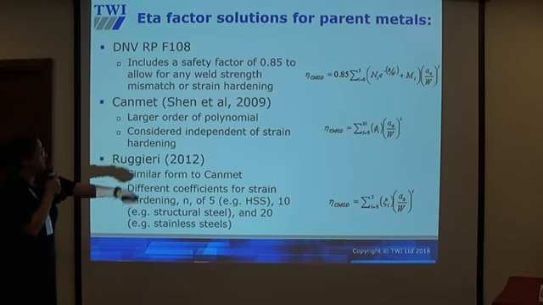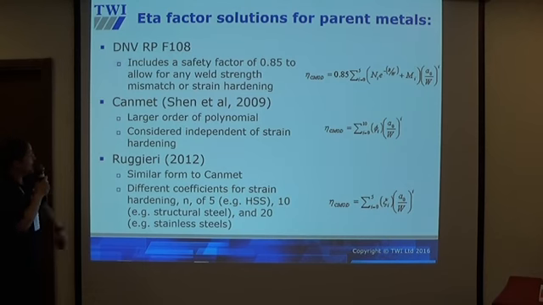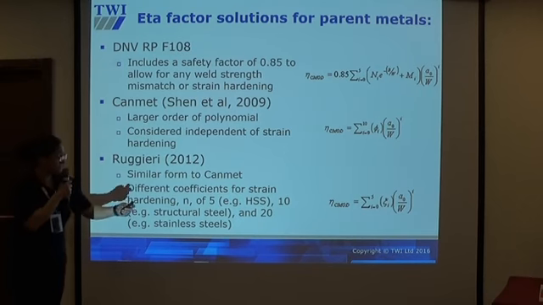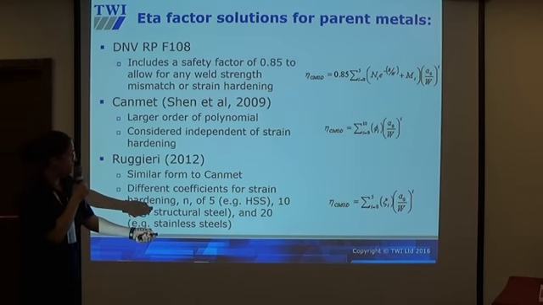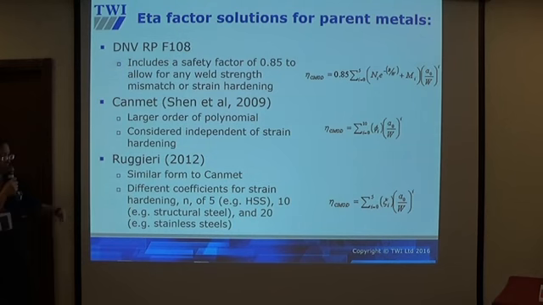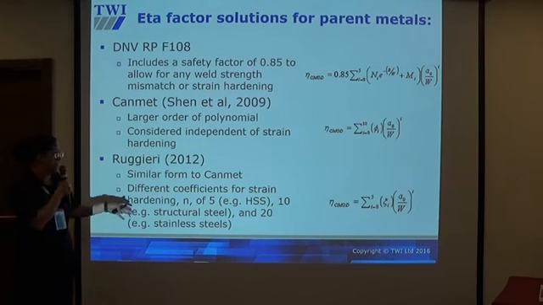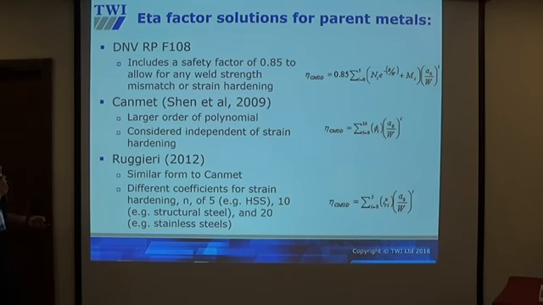And again, these are polynomial functions. Canmet offer one with a larger number of polynomial orders, but considered to be independent of strain hardening. The Brazilians, again, a similar format to the Canmet one, but it gives a different set of coefficients for a strain hardening exponent of 5, such as high strength steel, for 10, which might be a structural steel, and for 20, which might be a stainless steel. So you have got some ability to account for strain hardening.